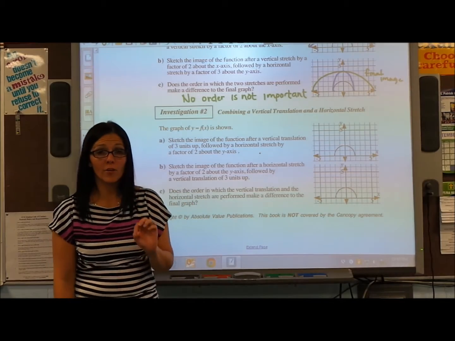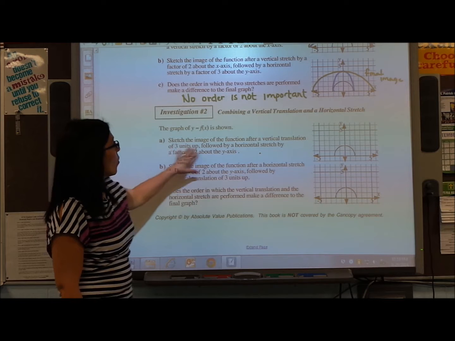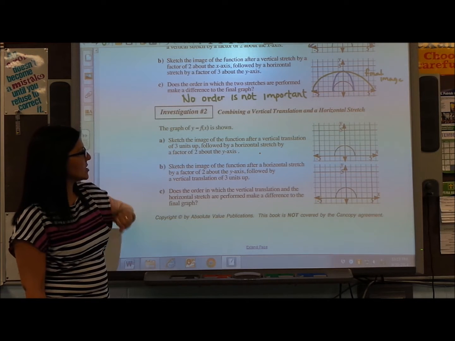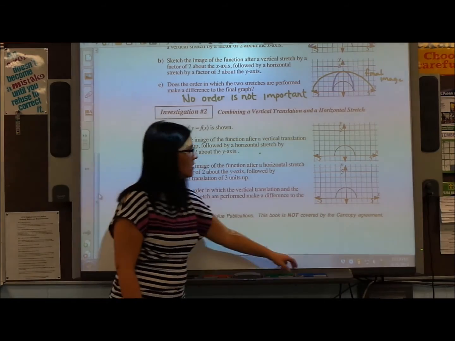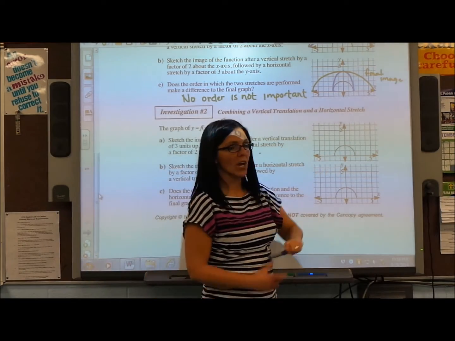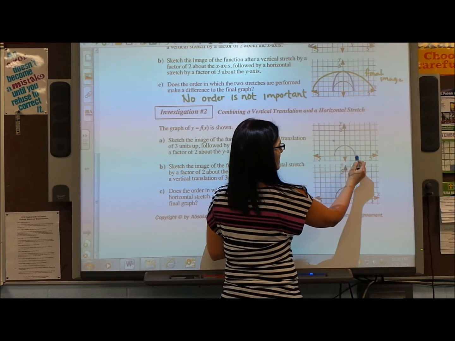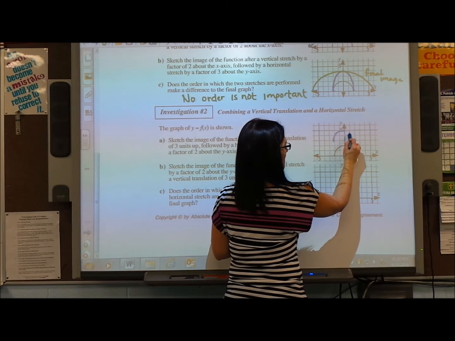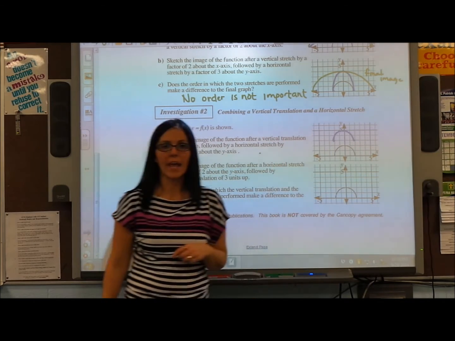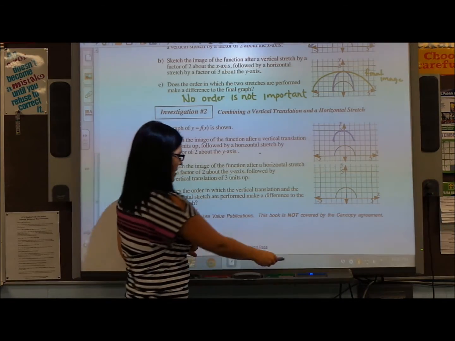Okay, so now that you've gone through this next part, let's go through this a little bit faster. What we are going to do is sketch the image of the function after a vertical translation of 3 units up. So if I take this picture and I take all of my y-coordinates and I move them 3 units up, this is the picture I get. So I've taken that entire image and I've slid it 3 units up.